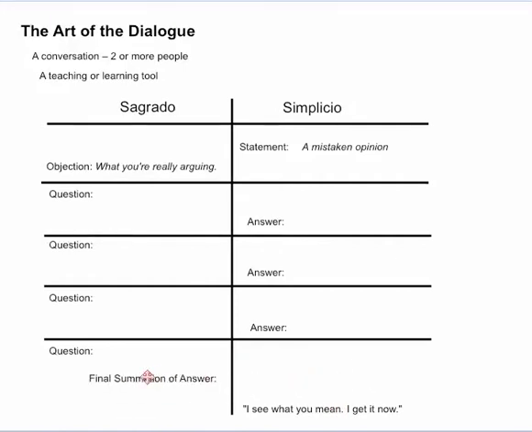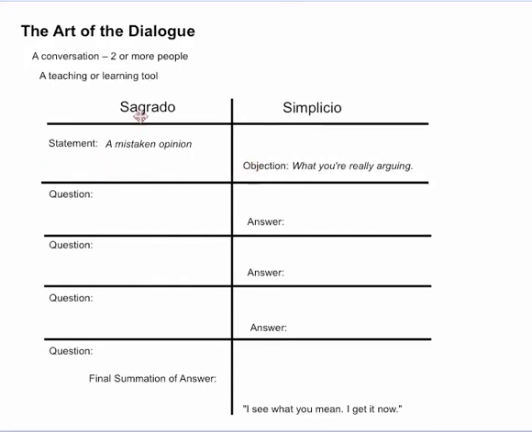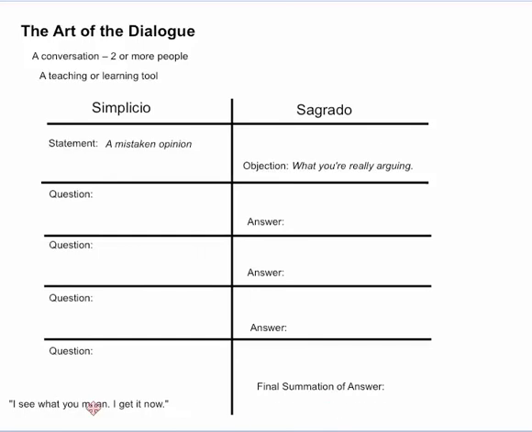And this is tricky because writing dialogues, it's frequently the case that you make the mistake that you start out with the opinion that you really want to support and not with the objection. So keep in mind that after you're done writing, you may have to go back and figure out which opinion you really do agree with and position Sagrado and Simplicio accordingly. I hope this helps you write your dialogues this week.